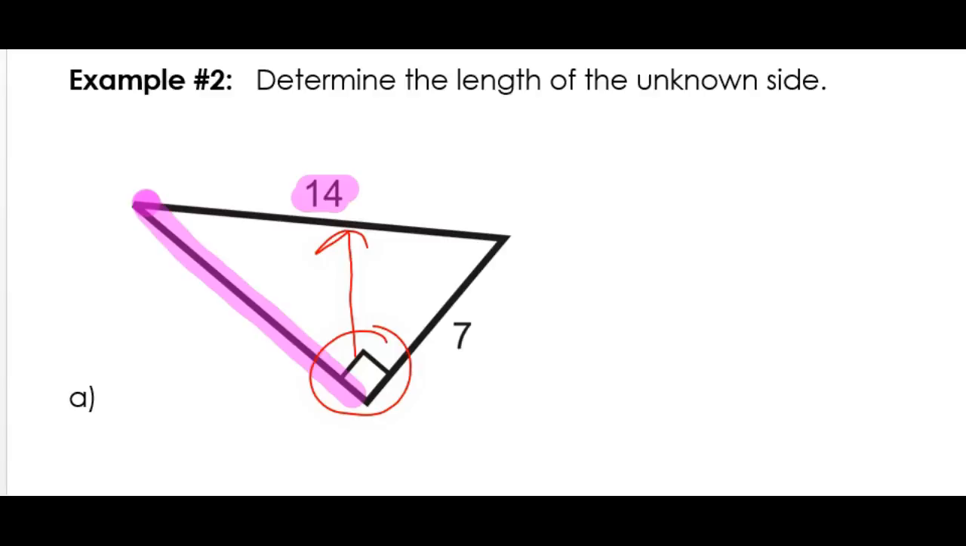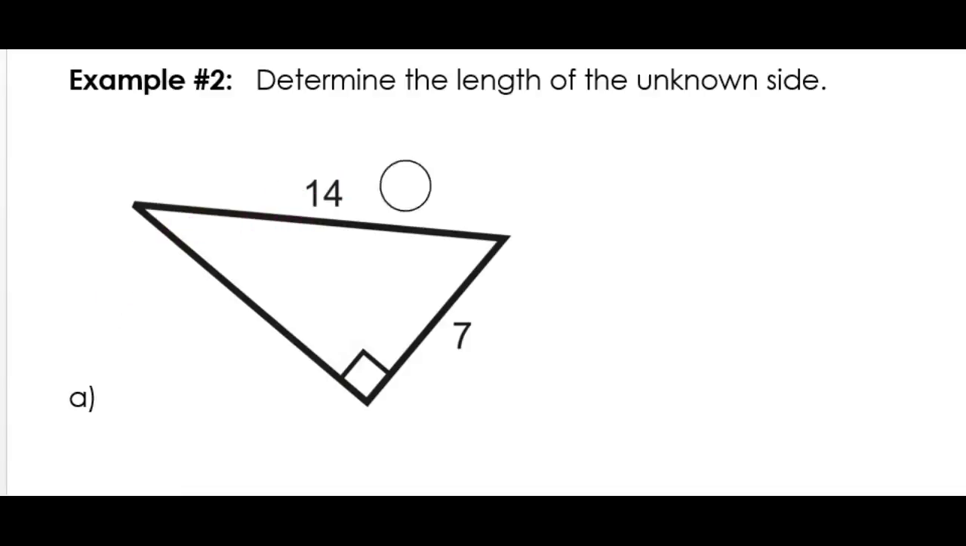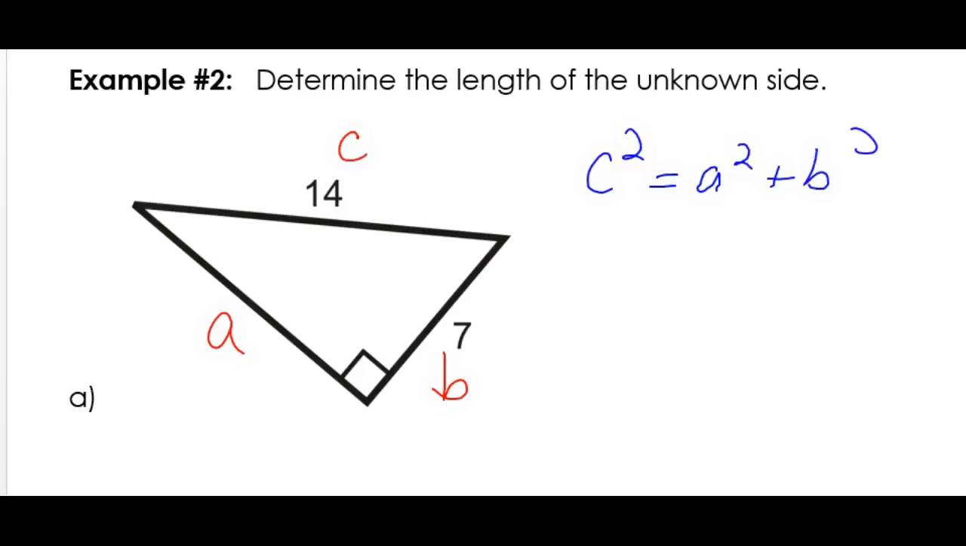Moving on. All right, so let's get rid of some of this here and start labeling. So the 14 is my hypotenuse C. I'm going to call this 7 B, and I'm going to call my unknown side length A. So moving on, let me write out the Pythagorean Theorem just to begin. It keeps me organized, and I'm going to fill in what I know.